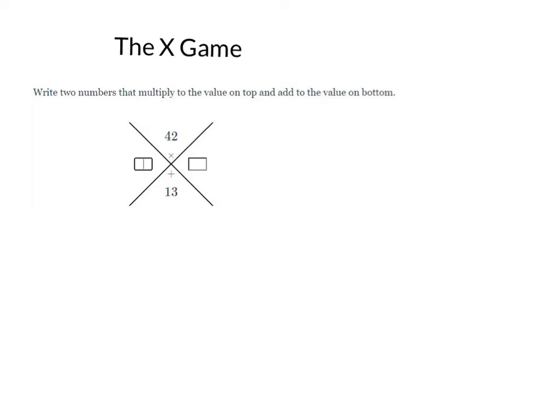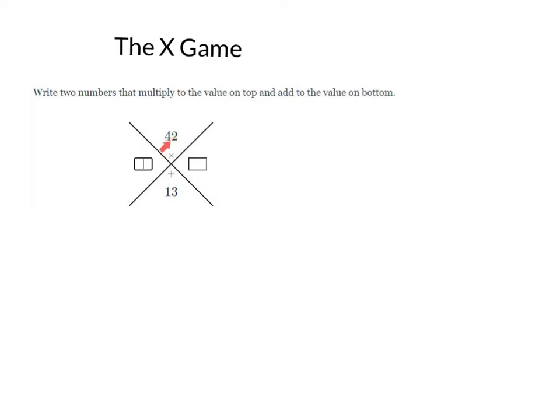Now the reason for this is a strategy that we use to help us with factoring, which we're going to be getting to. So I want you to learn this little strategy we call the X game. Again, you're looking for two numbers to put in these two boxes that when you multiply them, you get 42. And when you add them, you get 13.